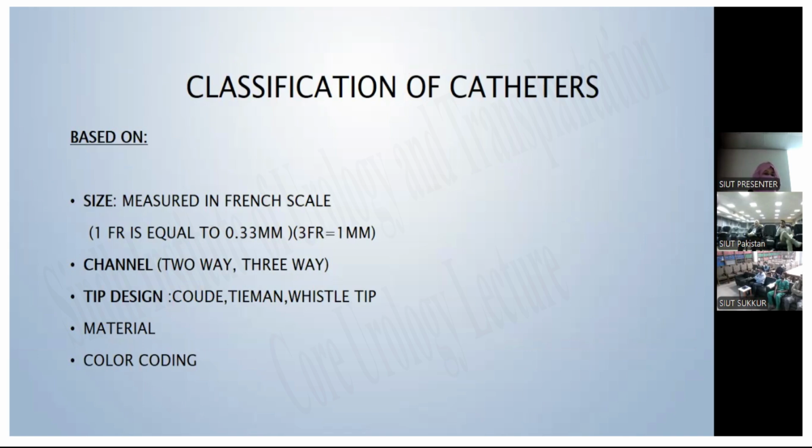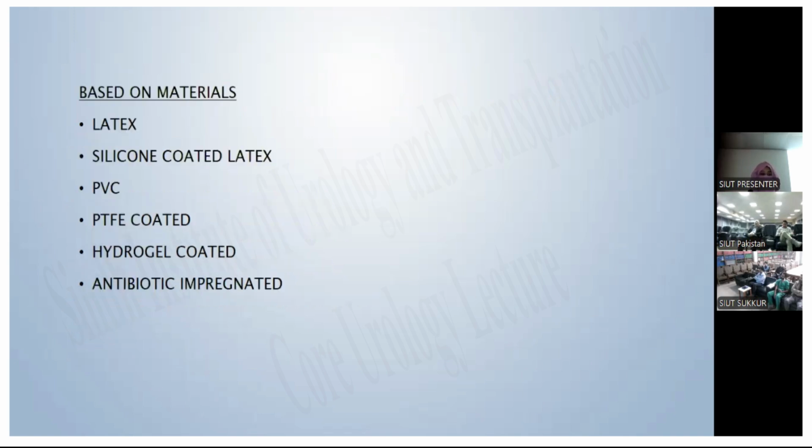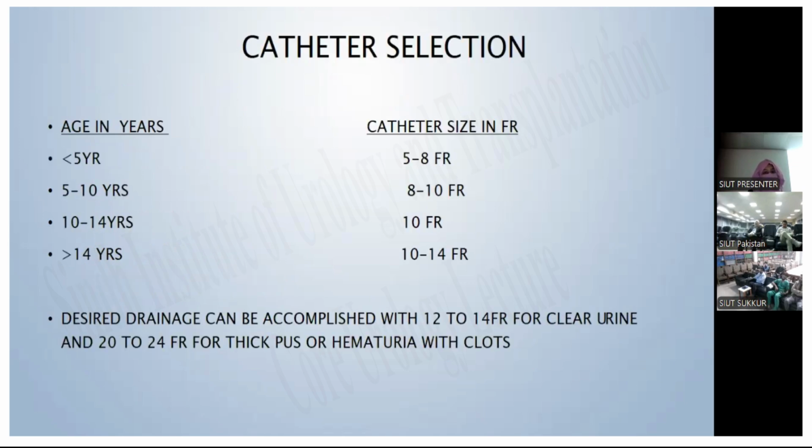Classification of catheters on the basis of size, on a French scale, 1 FR equals 0.33 mm. Or by channel, it could be a 2-way or 3-way catheter. On the basis of tip design and material, color coding. We are going to cover this quickly. Based on material, it can be latex, silicone, PVC, Teflon, hydrogel coated, or antibiotic impregnated. All of them have different indications.